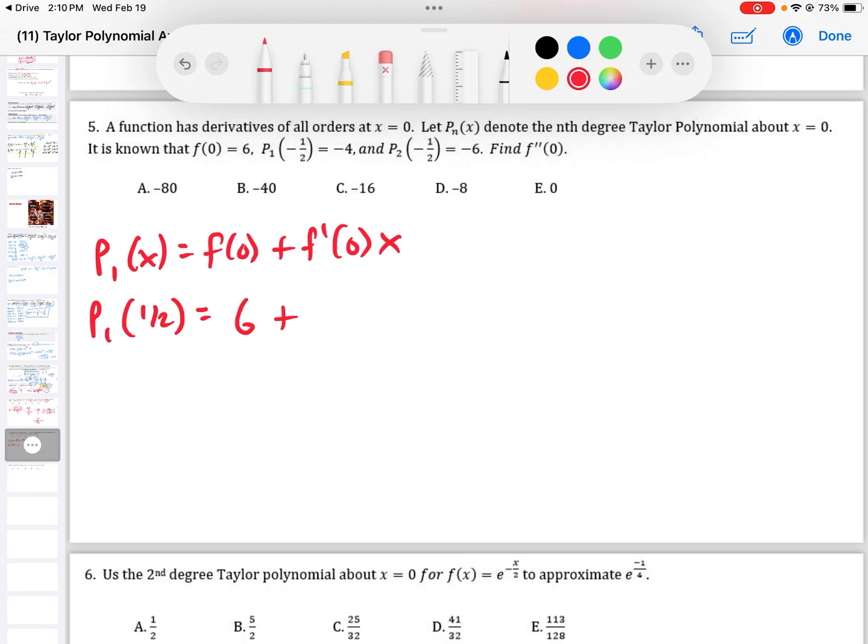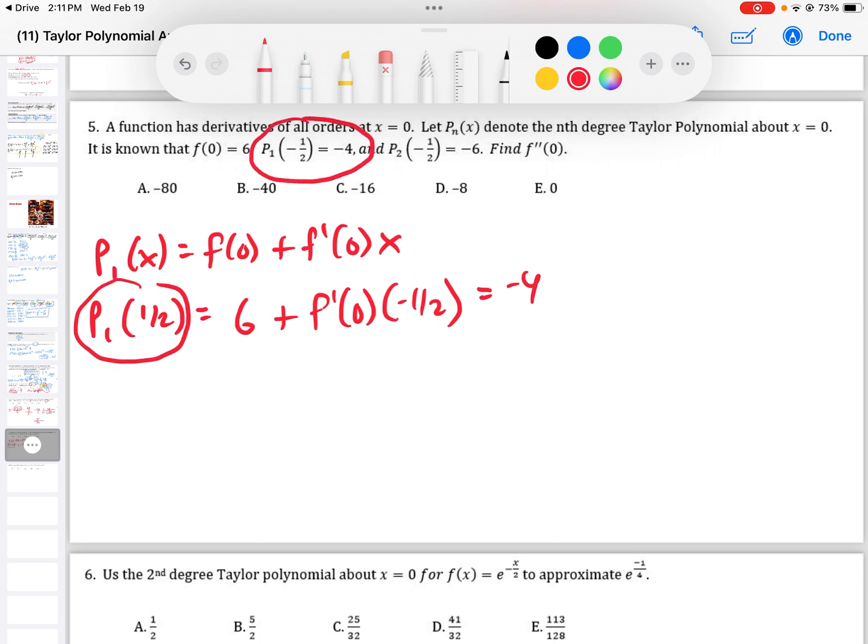Is equal to 6. Okay, so I guess it's going to help us find the first derivative. Plug in -1/2. This is equal to -4, right? This is equal to -4.